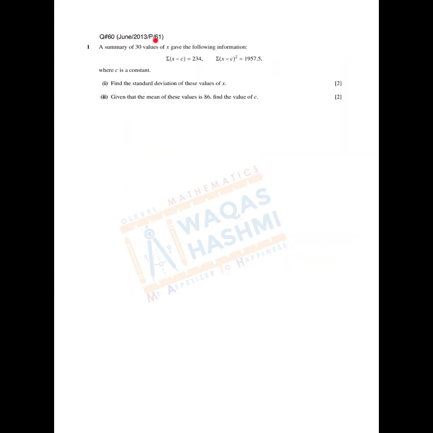Alright, it's June 2013, paper 6-1. A summary of 30 values of x give the following information. Summation of x minus c is 234, and summation of x minus c square equals 1957.5, where c is a constant. For the first part, you need to find out the standard deviation. Before that, we need a supposition here. So let y is equal to x minus c. Alright, so you have summation of y is equal to 234, and you have summation of y square equals 1957.5.